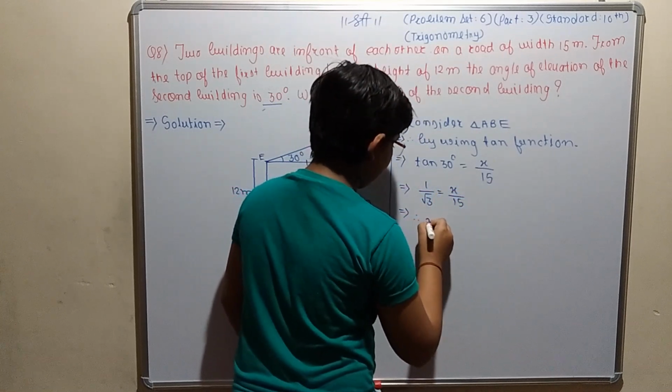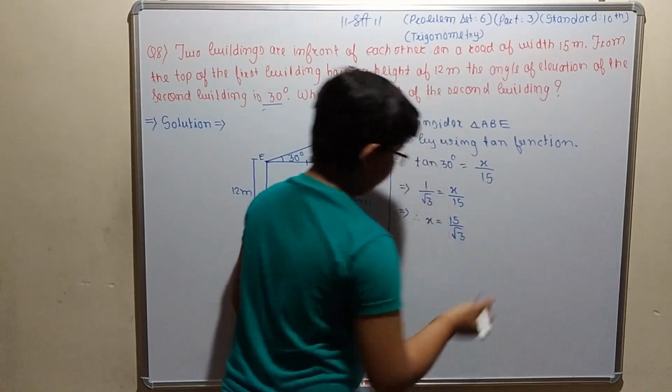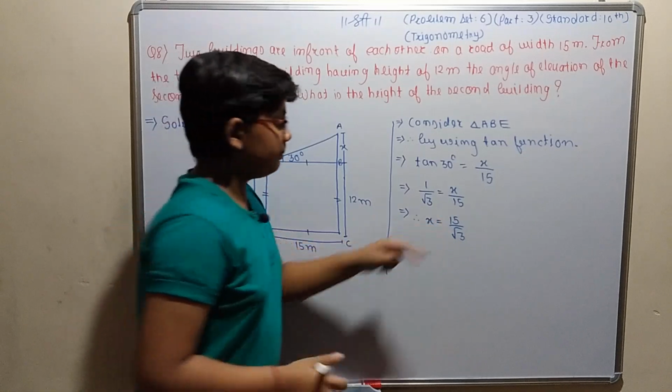So we can say that x is equal to 15 upon root 3 meter. Now we can simplify it. Yes, we can simplify it.